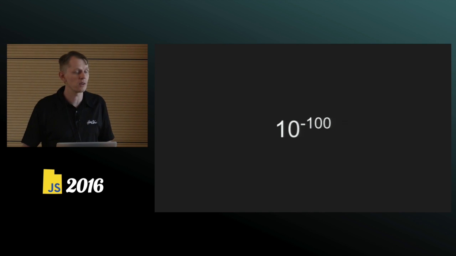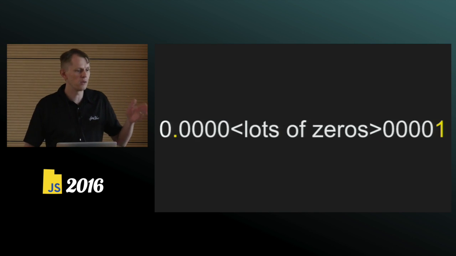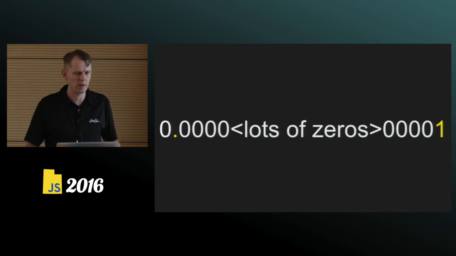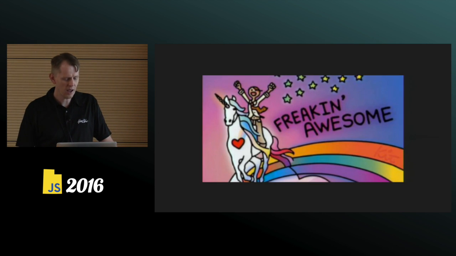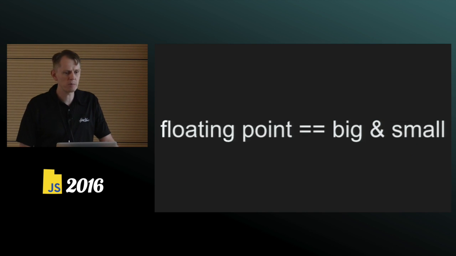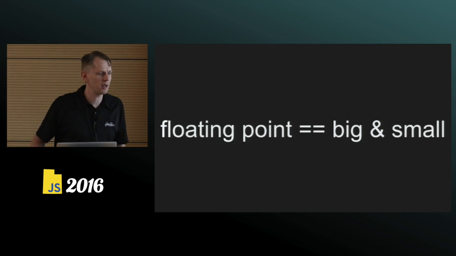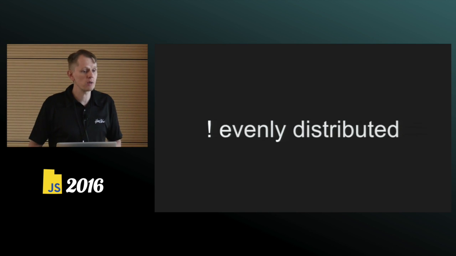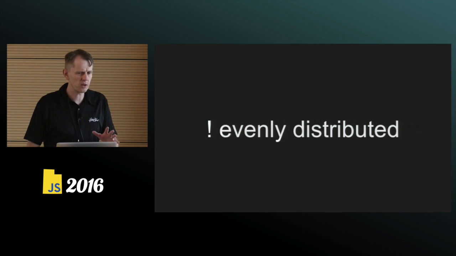For example, 10 to the negative 100 gives us 0. and then 100 zeros, or a 1 there, or somewhere around there, maybe 99 zeros. It's really, really small either way. And that is freaking awesome. So floating point numbers can represent numbers which are really, really big and really, really small. But the numbers that it can accurately represent are not evenly distributed across the number line. So let's understand this a little bit better.